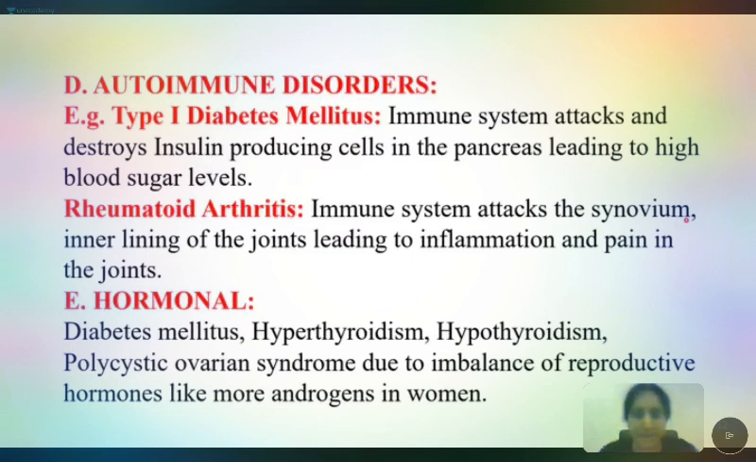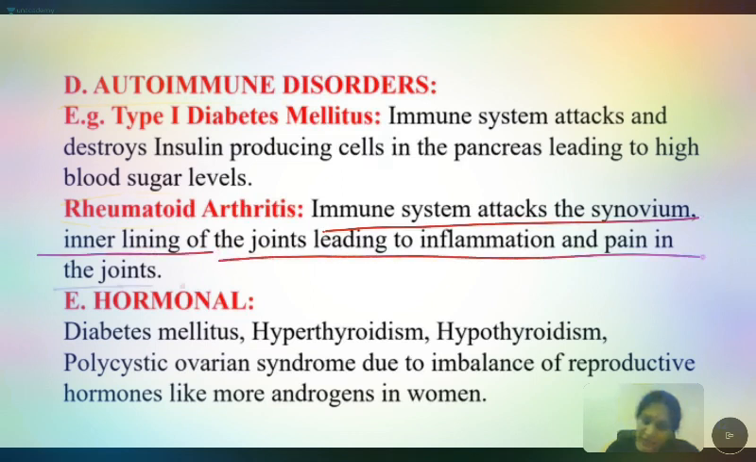So if you produce an antibody for your own synovial fluid, that is autoimmunity, and the synovial fluid is destroyed. There is no grease there, so joint pains. That is called arthritis. But arthritis due to autoimmunity is particularly known as rheumatoid arthritis. Not all arthritis is rheumatoid arthritis. Arthritis because of producing antibodies to one's own synovial fluid is called rheumatoid arthritis. The immune system attacks the synovium, the inner lining of the joints, leading to inflammation and pain of the joints.